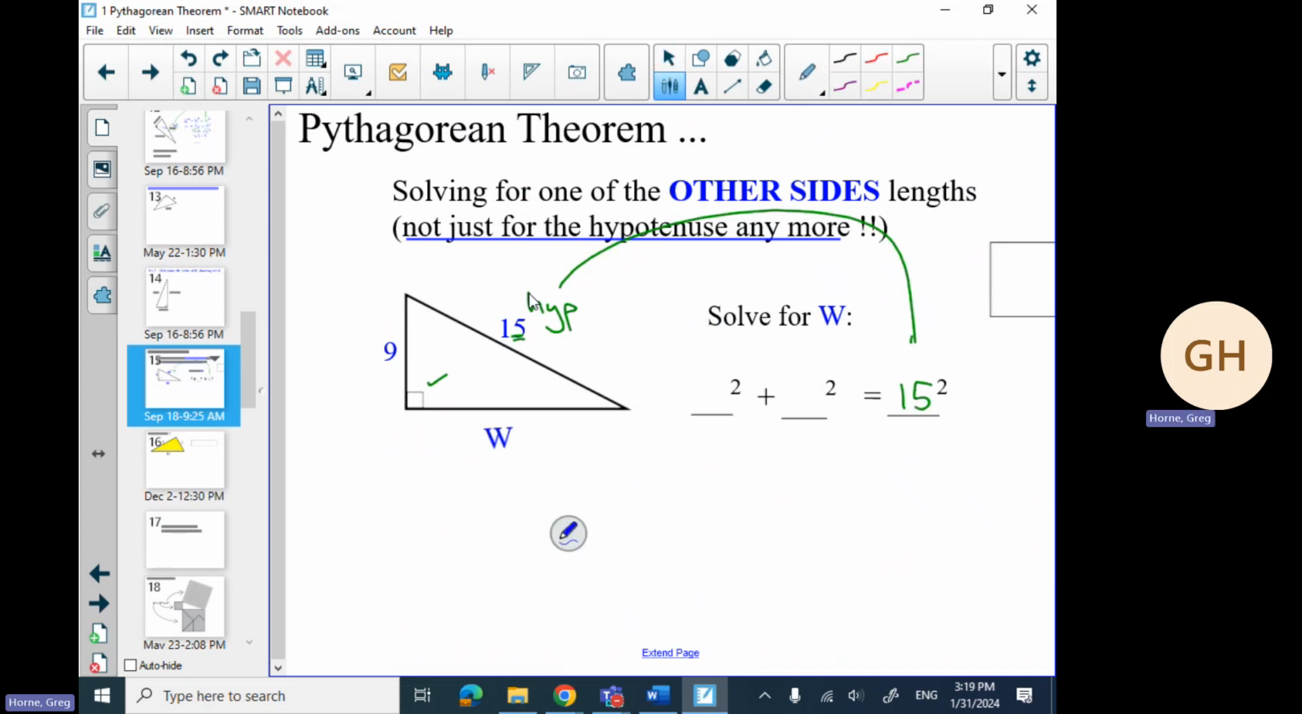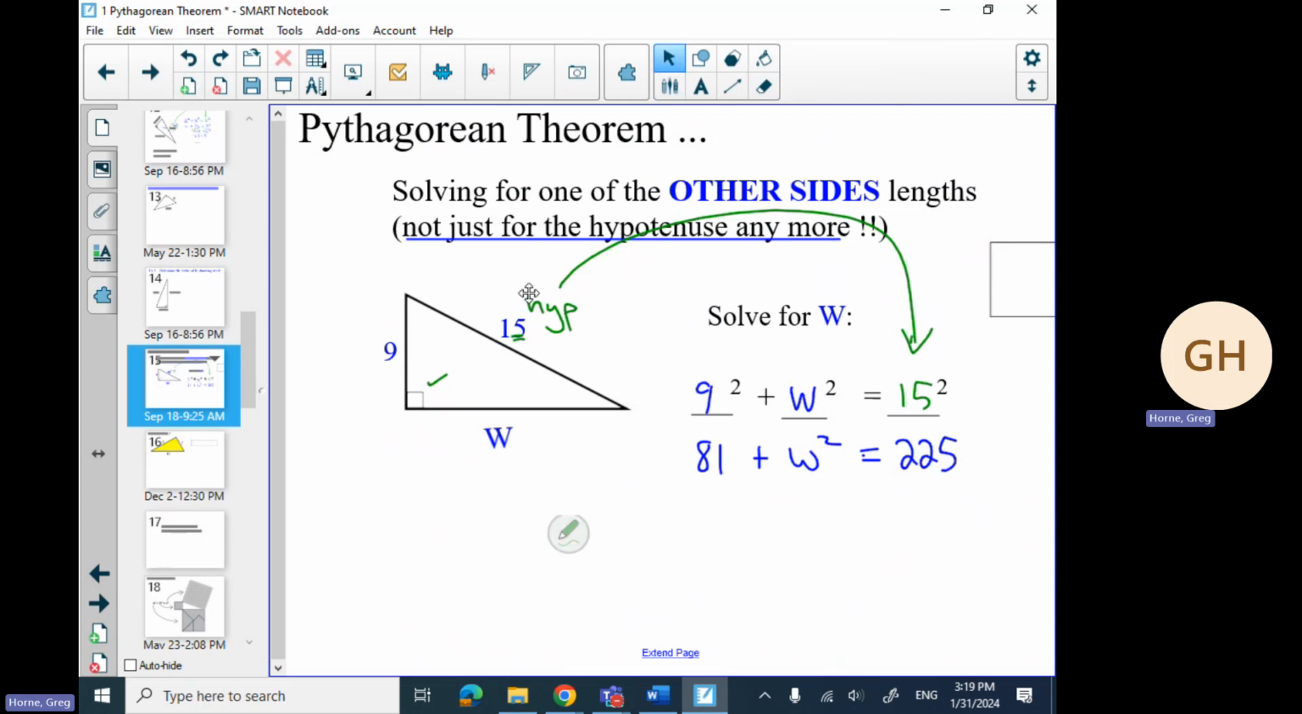So 15 has to go there. Make sure to anchor that in. It's where it needs to be. And the other ones just go in the other spots. So the 9 and the W can go in either spot there. We're just going to solve for W. Okay. So the 9 squared, of course, is 81. So we're going to have 81 plus W squared. 15 squared is 225. Last time I checked, but it's not something you have to memorize. You're like 15 times 15, you get your 225.